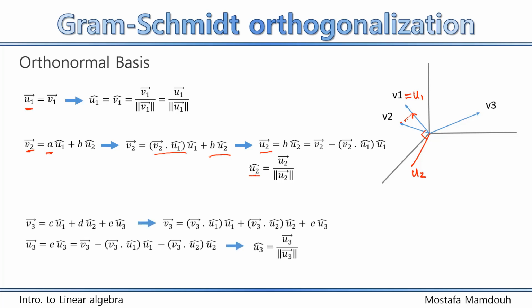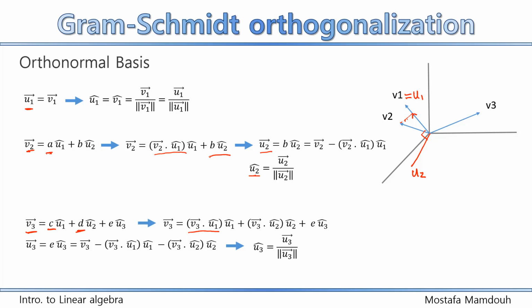Again, by the same procedure, any vector in a three-dimensional space can be decomposed into three orthogonal vectors. So we can say that v3 is equal to C times the unit vector u1 plus D times the unit vector u2 plus E times the unit vector u3. But then we realize again that C is nothing but v3 dot the unit vector u1, because C is a component of v3 in the direction of u1, and to get this component you need to take v3 dot product with the unit vector u1.